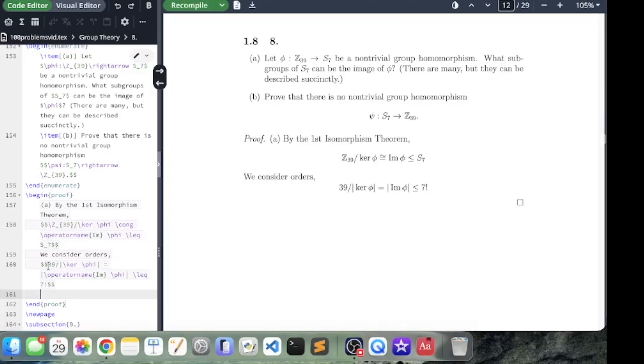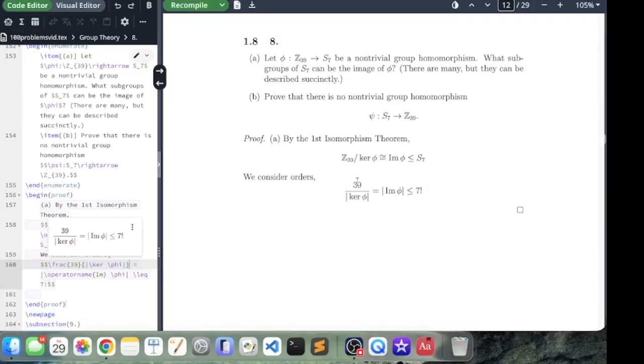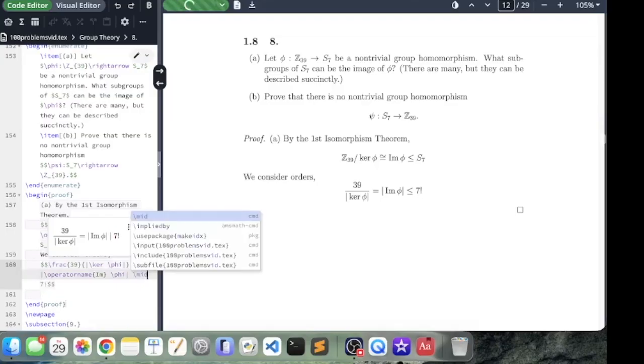But we want to think about this equation essentially. Maybe I even want to use a fraction here because I'm not talking about modding out now. We're actually talking about dividing. That looks cleaner in my opinion. So we're saying that 39 divided by the order of the kernel is equal to the order of the image, and that has to divide 7 factorial. I really like thinking about divide better than less than or equal to.